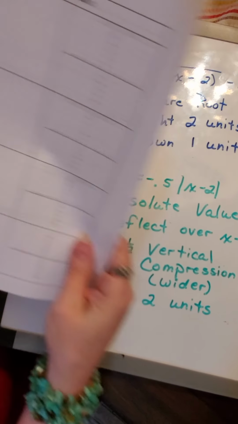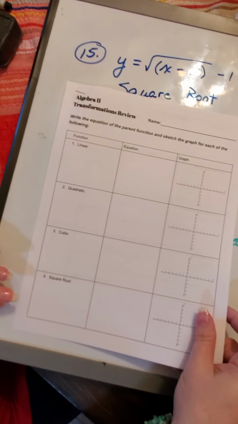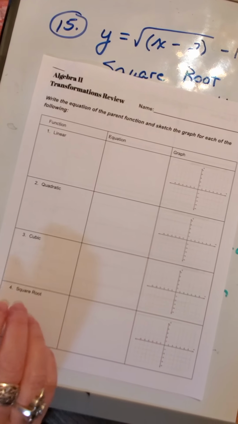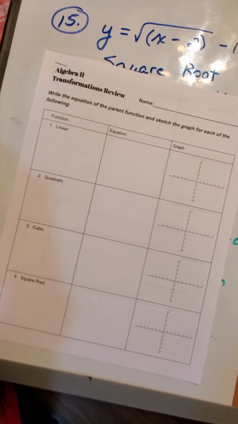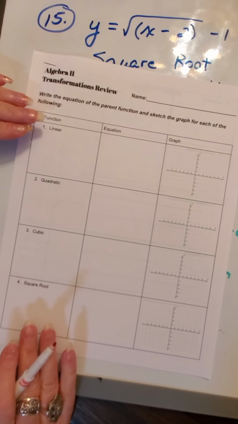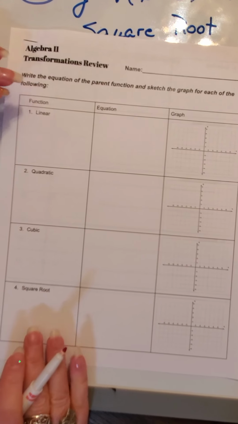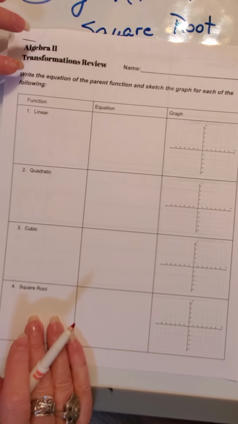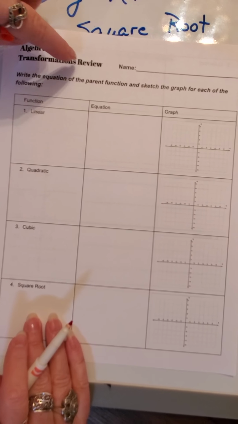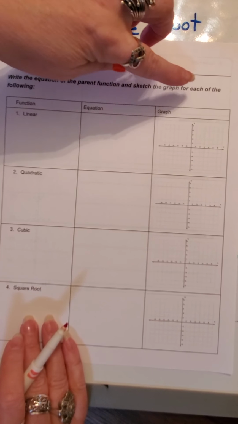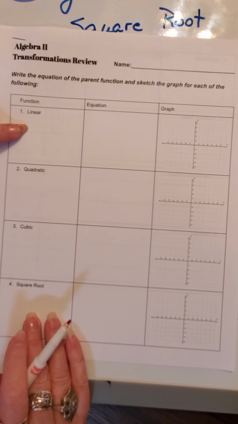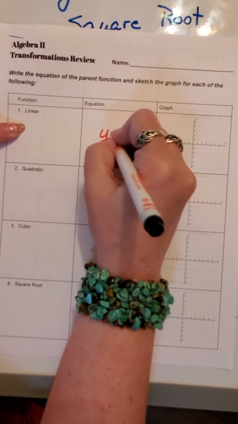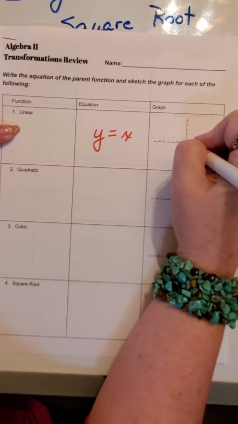Also, the review looks like this. On this one, I'll do the first one for you. You can find all of this in our last unit, but this one says to write the equation of the parent function and sketch the graph for each of the following. Okay, linear, all you have to do is put y equals x, sketch the graph.